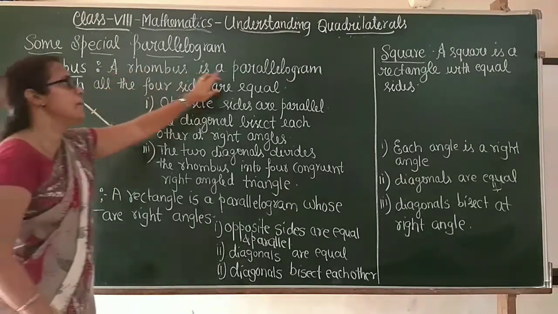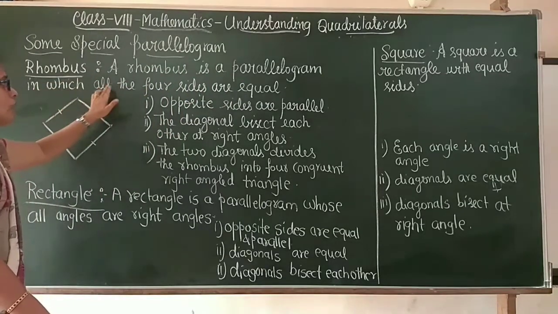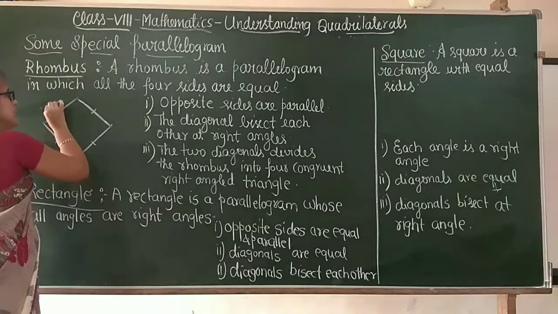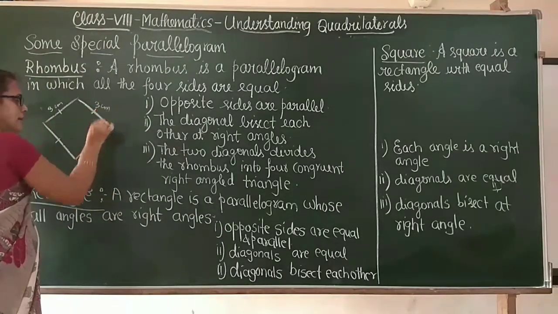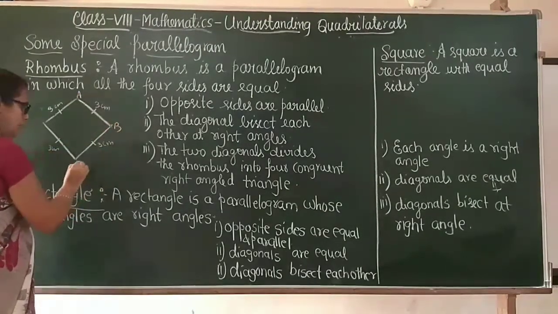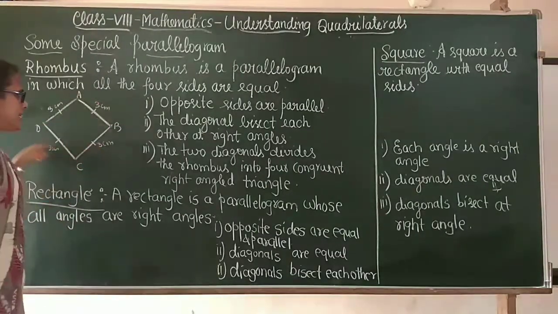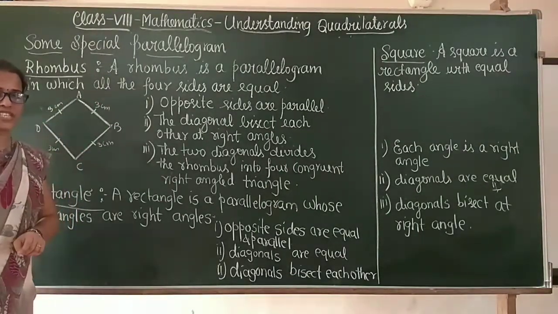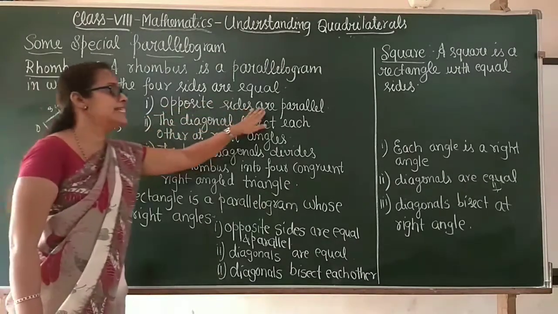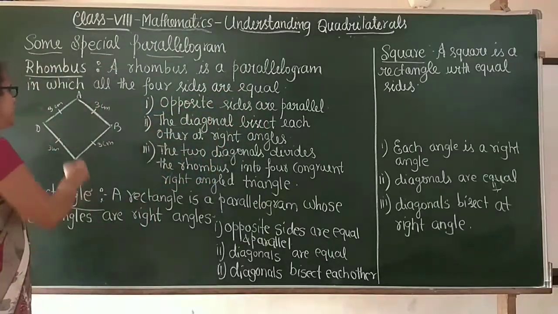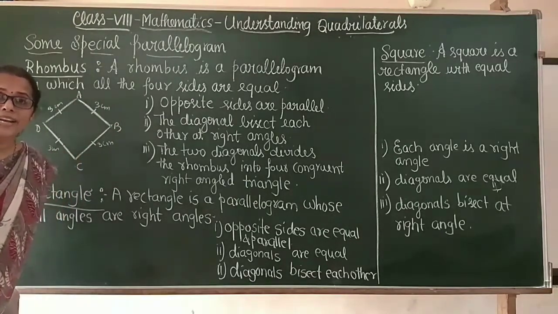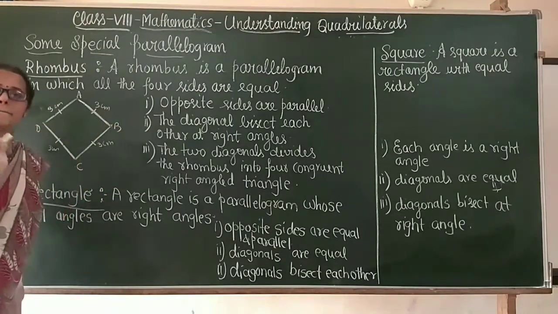A rhombus is a parallelogram in which all four sides have equal length. That means if this is 3 centimeter, this is 3 centimeter, this is 3 centimeter and this is 3 centimeter. So if it is parallelogram ABCD, then in a rhombus all sides are equal. What are the other properties of a rhombus? The opposite sides are parallel. Which are the opposite sides? AB and CD are the parallel sides.